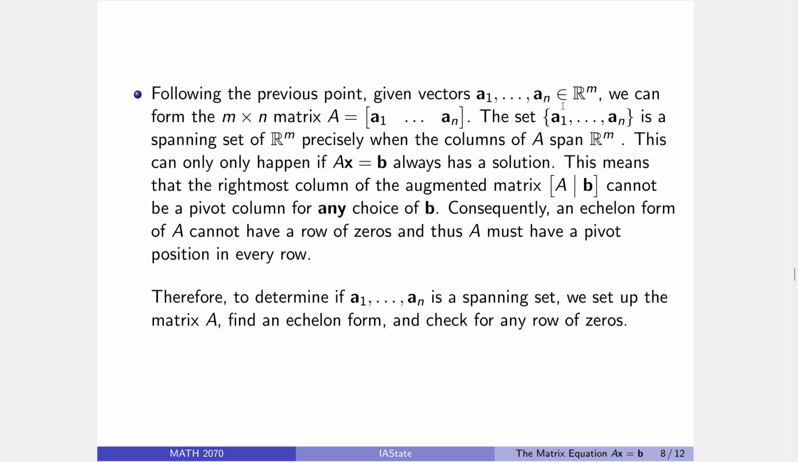So now, if you actually want to check for spanning set, it's actually easy. You take your vectors, smash them into a matrix, row reduce, get a row of zeros, you don't span. No row of zeros, you do.